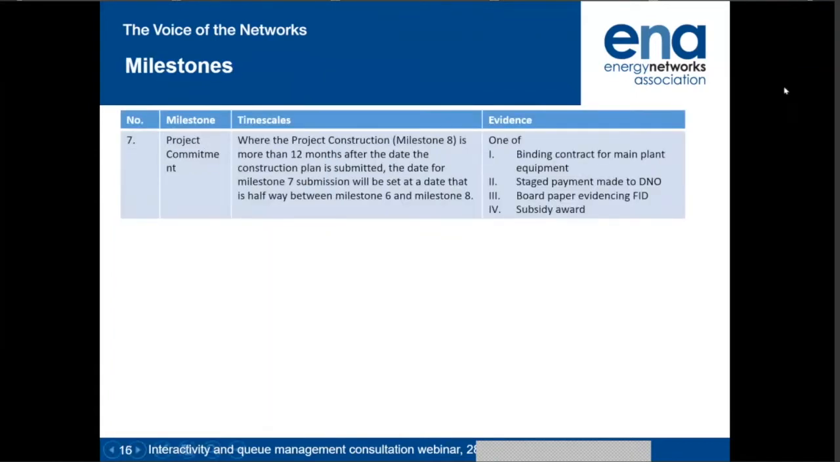Looking at this new milestone in a bit more detail, focusing on the evidence requirements first. In order for customers to demonstrate that they've met this new milestone of project commitment, there's a range of options available. For distribution customers, it should be business as usual, with proof of stage payments making you eligible to meet this milestone. At transmission, there are 3 options available. Customers can provide one of the following: a binding contract for main plant equipment, a board paper evidencing FID, or evidence of subsidy award.